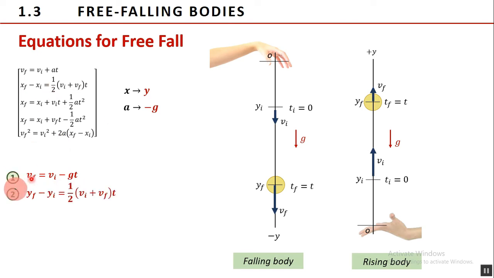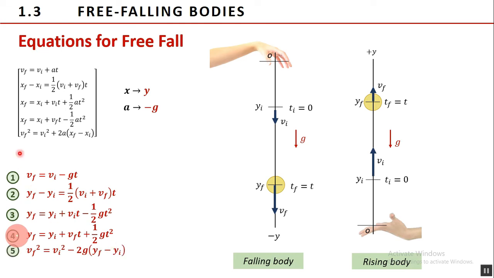The second equation will be final position y sub f minus y sub i, so this is also the displacement delta y, equal to half of the sum of the initial and final velocities multiplied by time t. For the third equation, y sub f equals y sub i plus v sub i t minus 1/2 g t squared. The fourth equation is y sub f equals y sub i plus v sub f t plus 1/2 g t squared. And for the fifth equation, v sub f squared equals v sub i squared minus 2g multiplied by the quantity y sub f minus y sub i. These are the 5 kinematic equations for free fall.